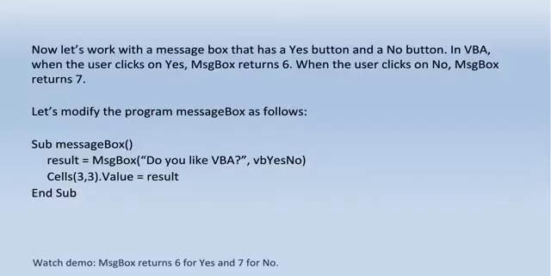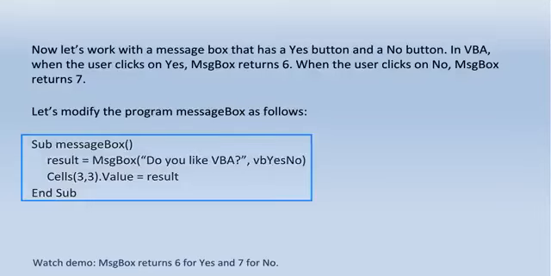Now let's work with a message box that has a yes button and a no button. In VBA, when the user clicks on yes, message box returns 6. When the user clicks on no, message box returns 7. Let's modify the program message box as follows.